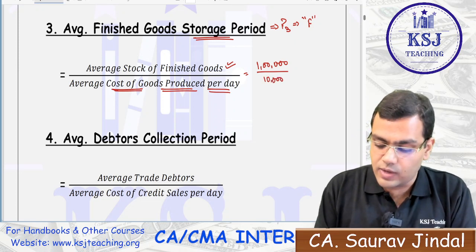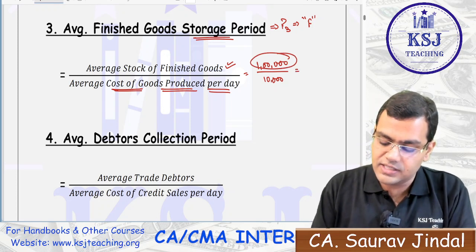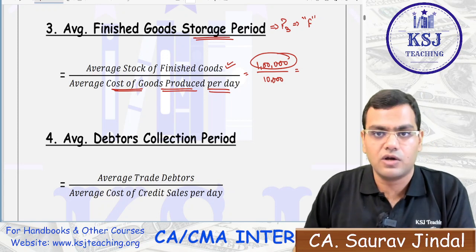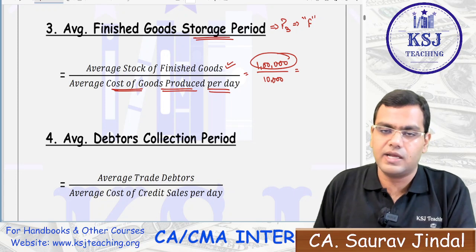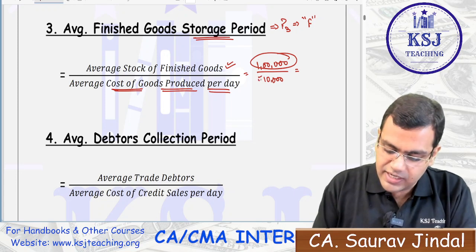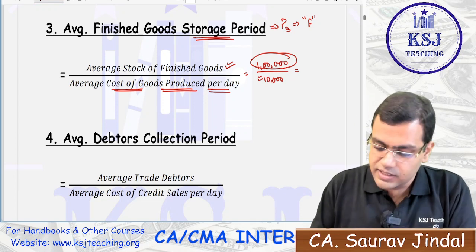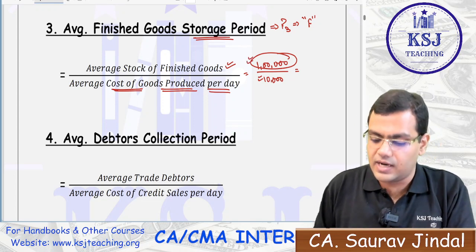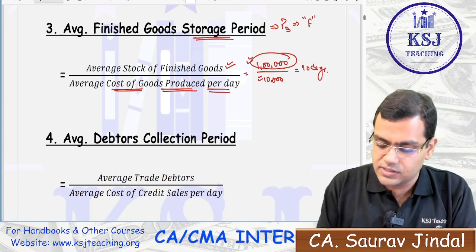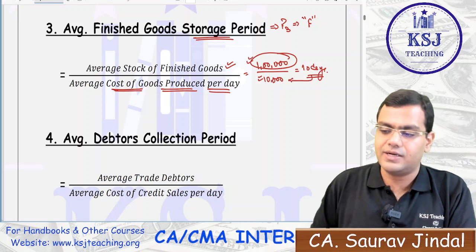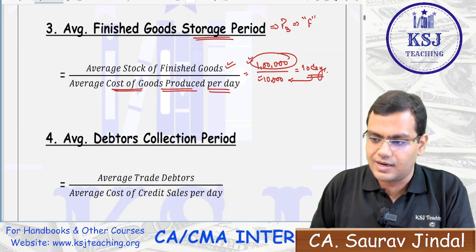That means this 1 lakh worth of goods which are lying in your factory, in how many days will you be selling those goods? For how many days will you be holding those goods, right? On an average, you have 1 lakh in your godown, and every day you are manufacturing 10,000. So for how many days are you holding this 1 lakh? For 10 days. That is why on an average you have the finished goods worth 1 lakh.